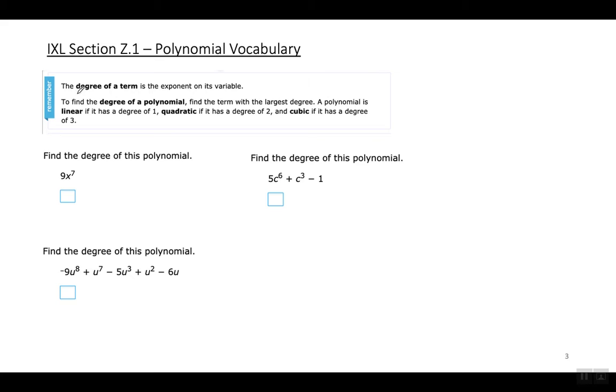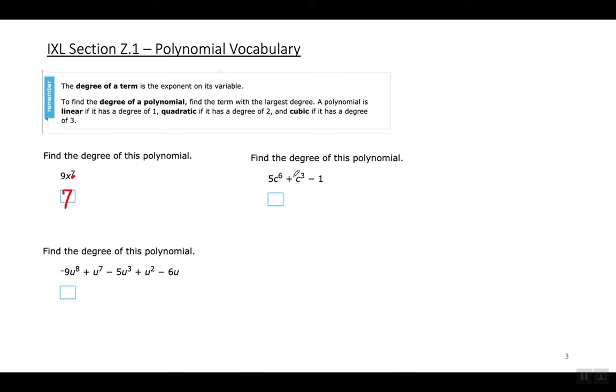All right, so look, the next type of question that you're going to get has to do with the degree of a term. All right, they're asking you in each question, find the degree of this polynomial. Okay, the degree is the exponent that's on the variable. So for this one, this monomial, the degree is just 7.